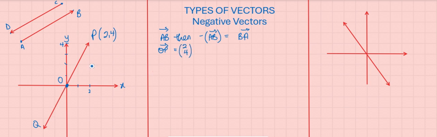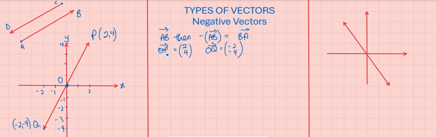Now let's find the vector OQ. We have negative 1, negative 2, and negative 1, negative 2, negative 3, negative 4. So you can see that the coordinates of Q are negative 2, negative 4. So OQ is negative 2, negative 4.